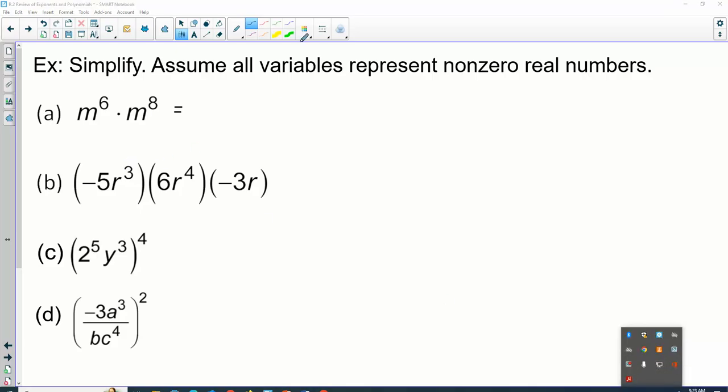Let's just kind of talk about them. On A, what would you do with those exponents? M. So it's just m to the 14th power.